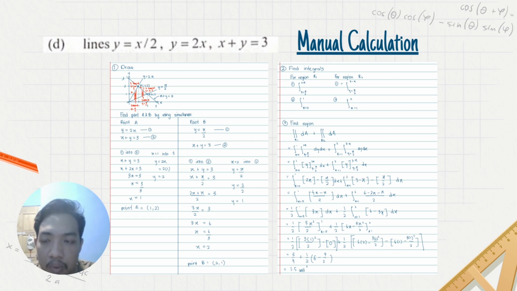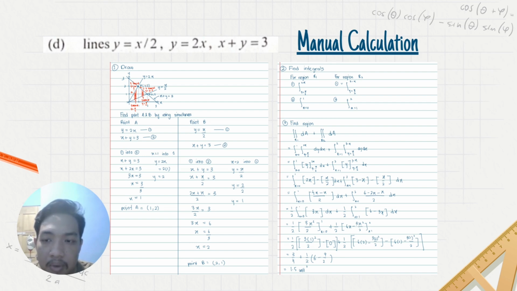Firstly, we need to find the vertices of our triangle by solving simultaneous equations. After that, we get point A (1, 2) and point B (2, 1). The origin (0, 0) is our third vertex, where the two proportional lines meet.